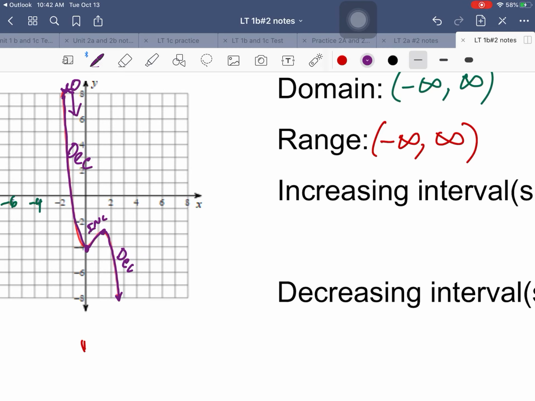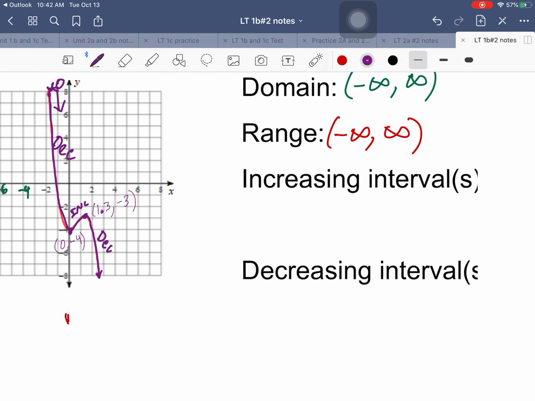The next step, what I would do is label these points. This looks like at 0, -4. And I'm going to estimate this point at 1 point, I will say 3, and we'll just put it at -3, just to make it a little easier. Estimated, I'm not that worried about it. So decreasing, let's do that first since it's right there, labeled. It's decreasing from, where does it start decreasing? Well, this starts from the left side of the graph. It's going to continue from negative infinity. And as it's going to the right, it stops decreasing at 0.